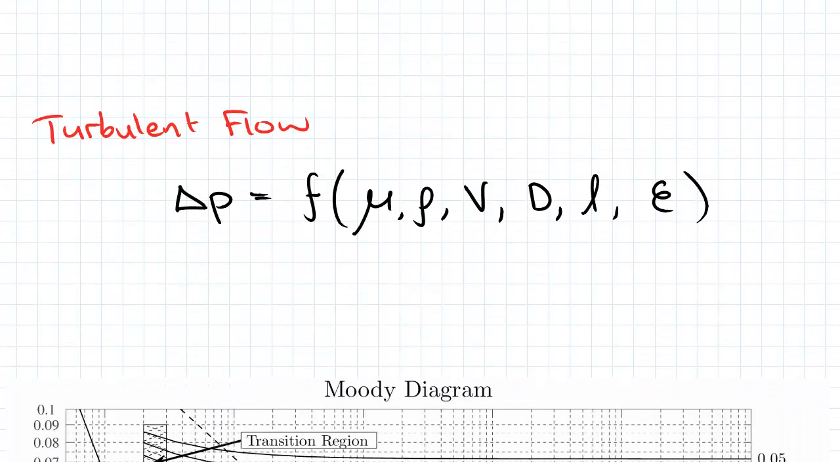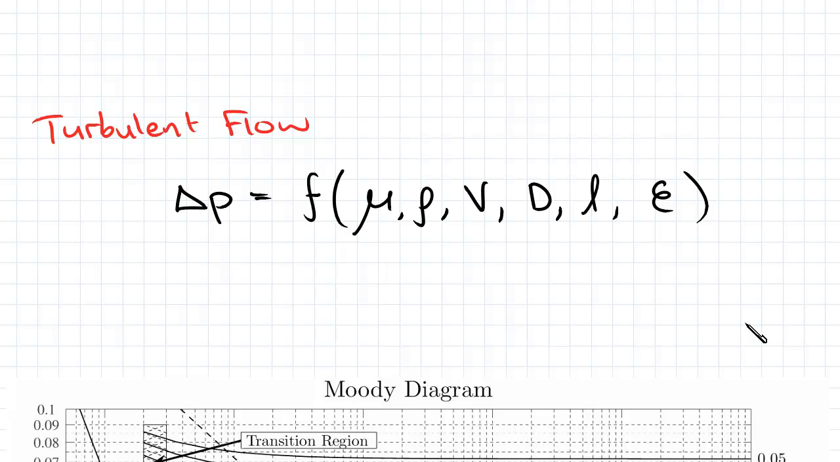So this was the delta P equation we used for laminar flow. In laminar flow we got rid of roughness. Now we're considering roughness. Now I said to consider roughness as a similar concept to friction.